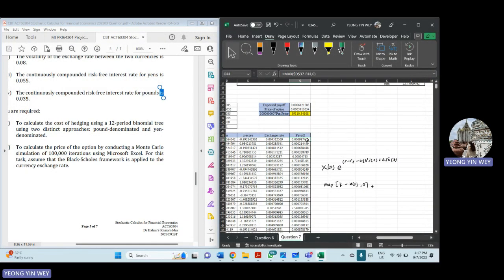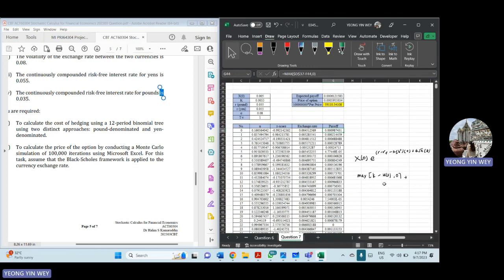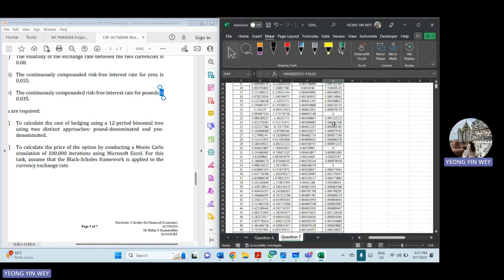Then the payoff will be equal to K minus the exchange rate, or 0, because we are using the put. So we compare the strike price with the exchange rate. So our formula here is the maximum of strike price minus the exchange rate, or 0.